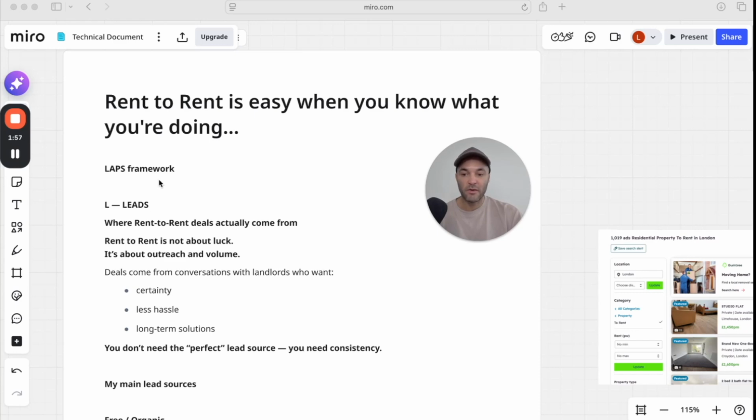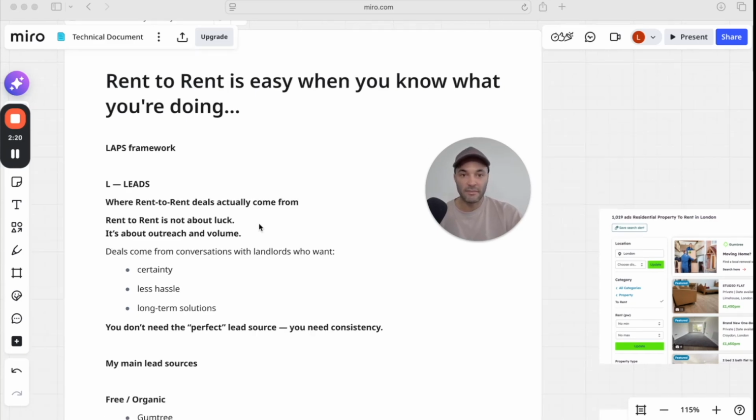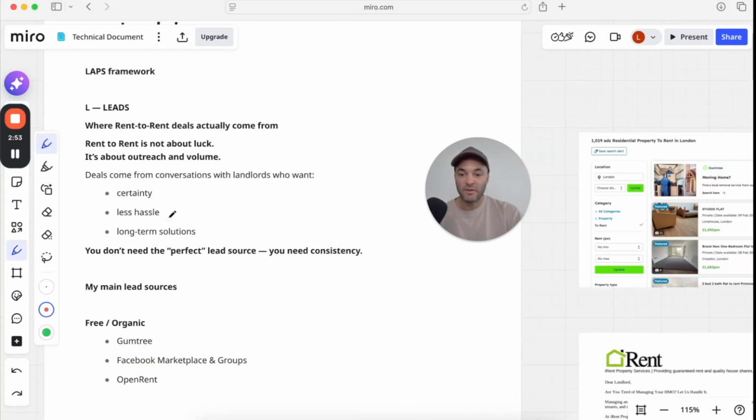So the first part of the LAPS framework is L for leads, and this is the start of your funnel, right? So this is where rent to rent deals actually come from. Rent to rent isn't about luck, it's about outreach and volume. Rent to rent deals come from landlords who want certainty, less hassle and long-term solutions. So you don't need the perfect lead source, you need consistency.